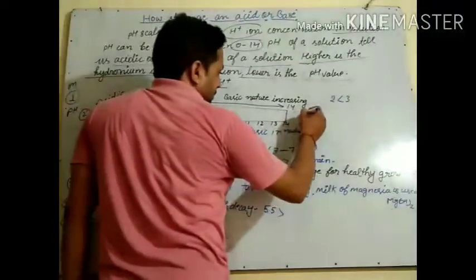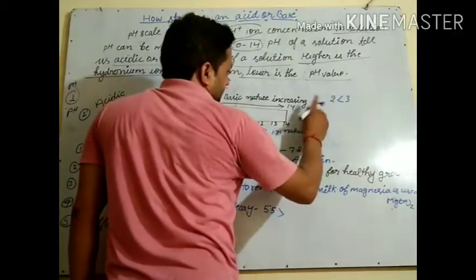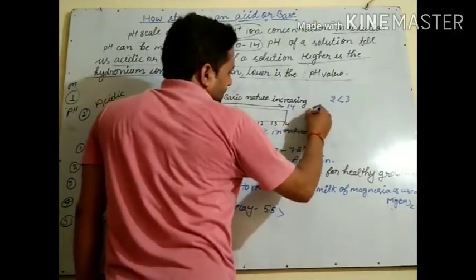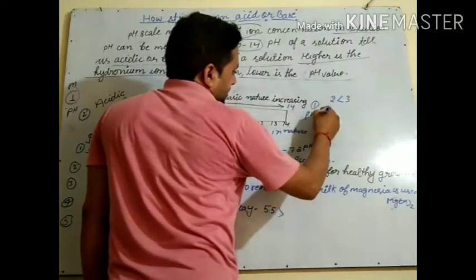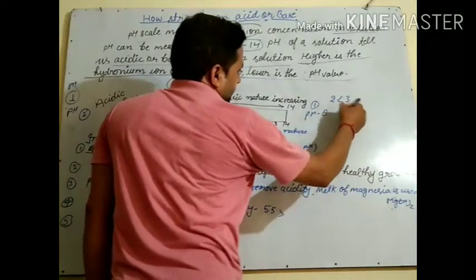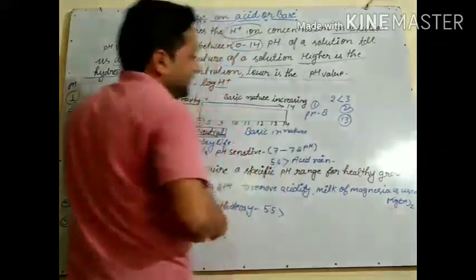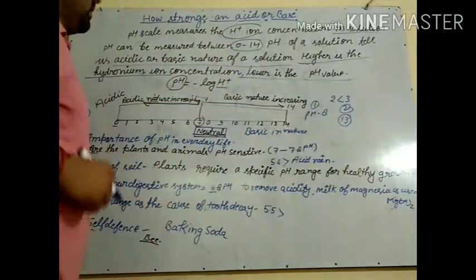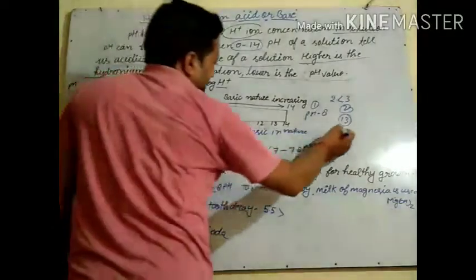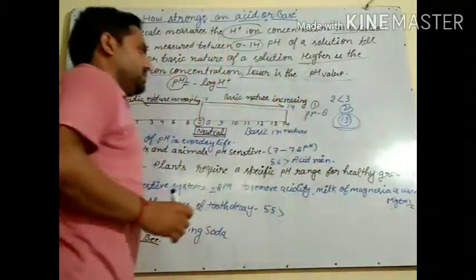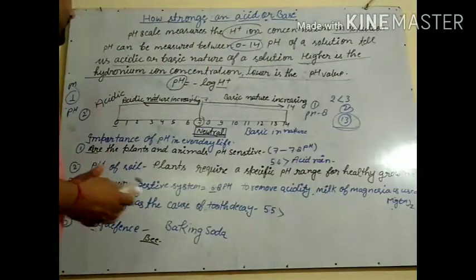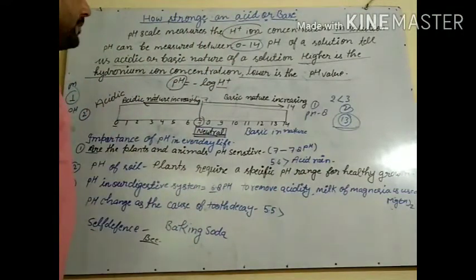Like that, the pH of a first solution is 8, and for the second I have taken pH as 13. So which one is the stronger base? The solution which has pH 13 is the stronger base. So with the help of this we can clear the acidic and basic nature of a solution.